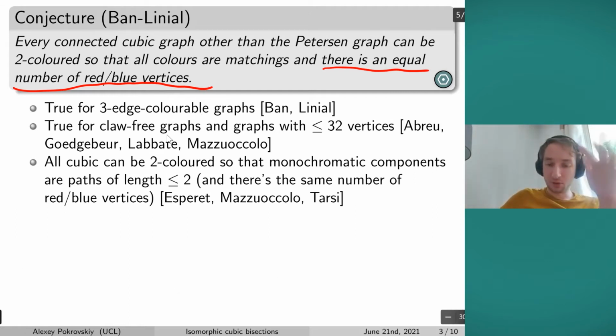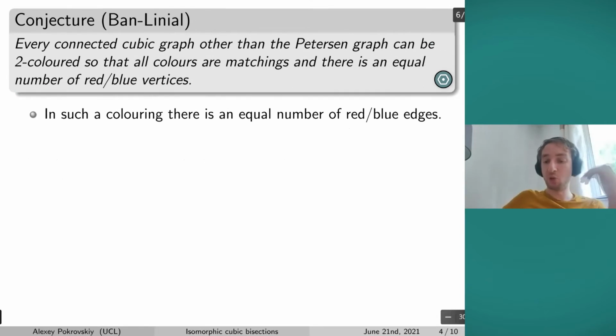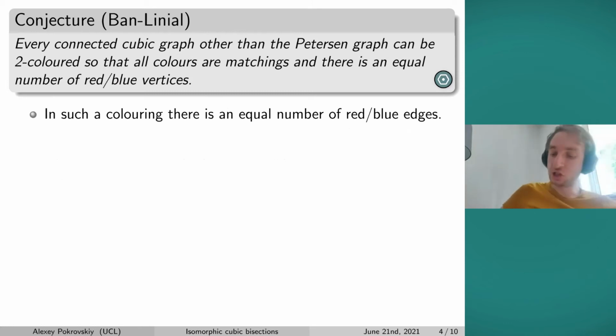And what we looked at with Benny and Shagnik is a kind of weakening of this conjecture. So this talk will be about proving a weakening of this conjecture, but it's a weakening in quite a weird direction. The weakening isn't really in the spirit of this conjecture as such. To explain where the weakening comes from, we need to observe that in this conjecture, the number of red edges and blue edges is always equal.